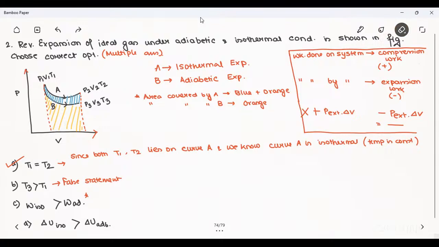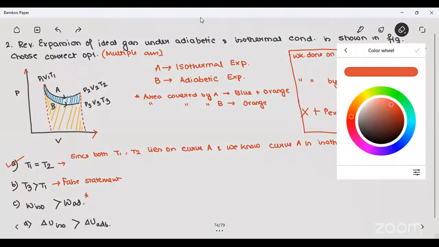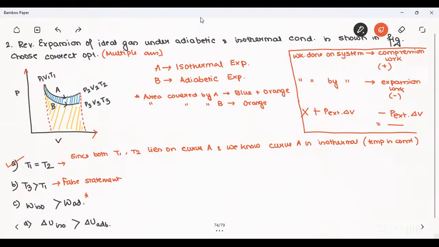Okay. So now we know about the area covered. So work done by A, the isothermal process, is negative of the blue plus orange, right? And work done by B will be negative of only orange.